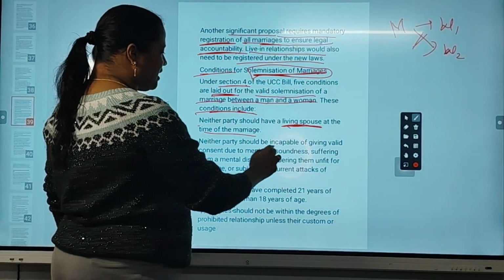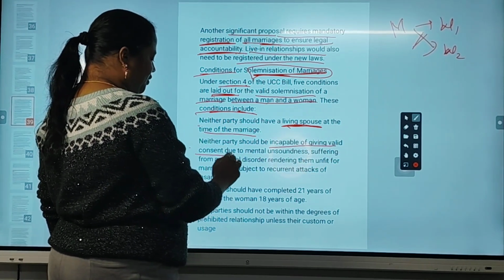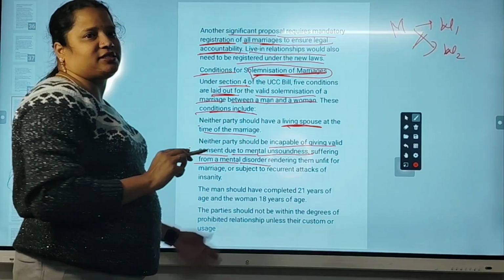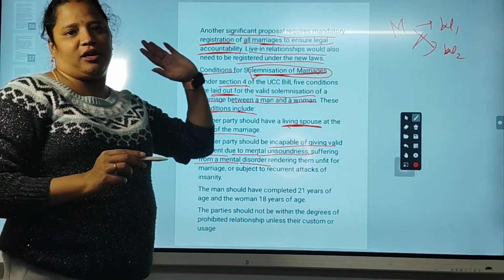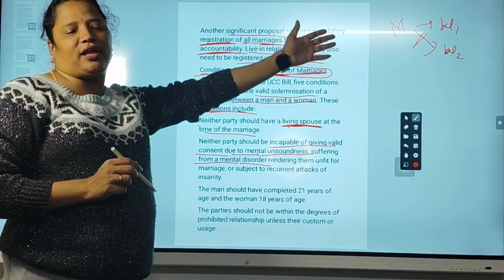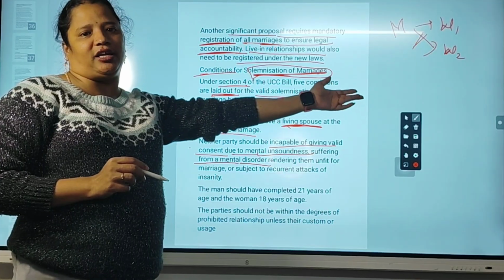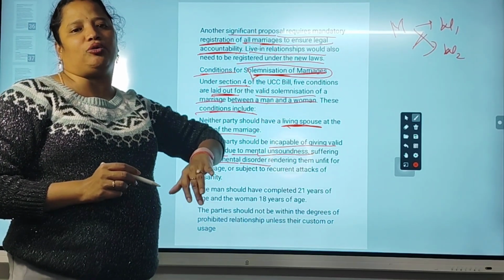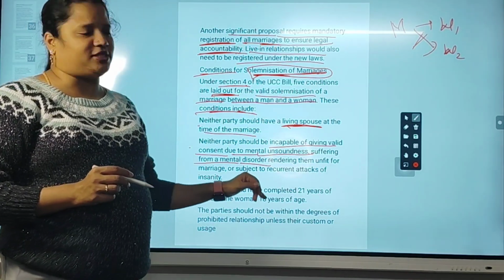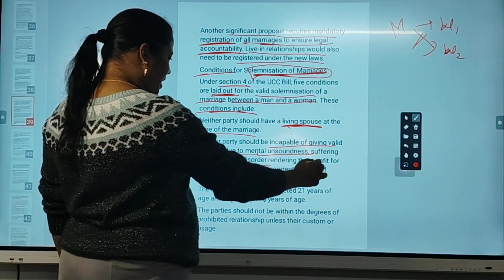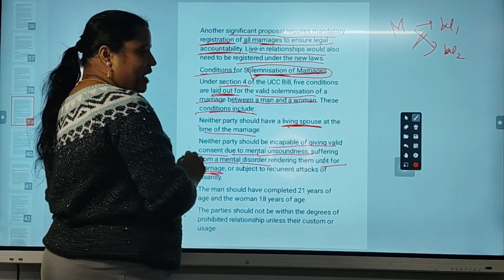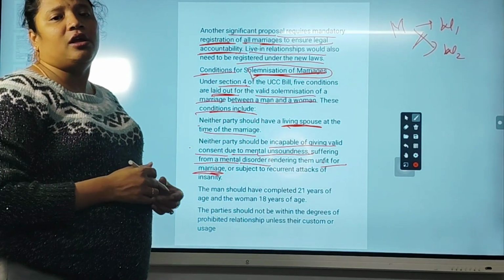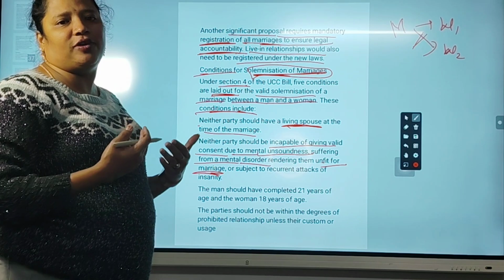Neither party should be incapable of giving valid consent due to mental unsoundness or suffering from mental disorder. Suppose a person is not well, he should not be married. Because if he is mentally not well, the wife will suffer after getting married. That's why that type of people should not be allowed to get married under the UCC bill, rendering them unfit for marriage. They are declared unfit for marriage because they can't take care of themselves. A mentally unsound person can't take care of himself only.